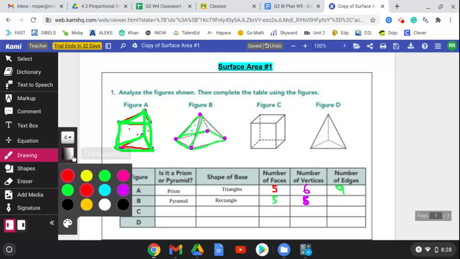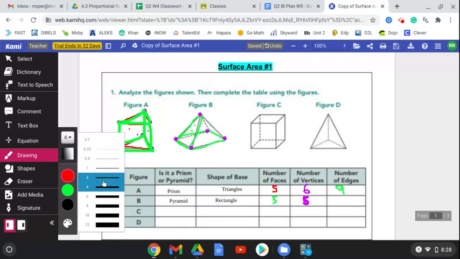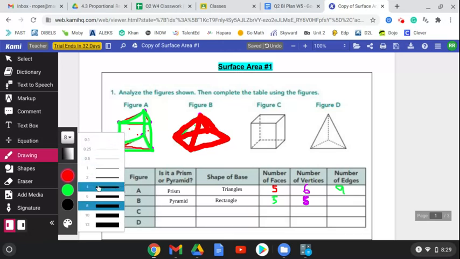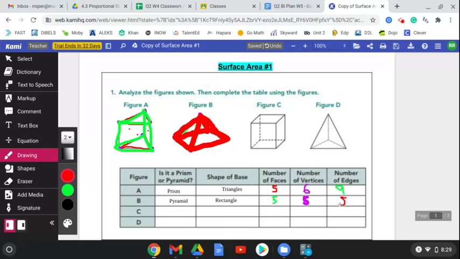Next, for the number of edges. Here it's where the faces meet. So we have 1, 2, 3, 4. And then we also have 5, 6, 7, and 8. I know it got sort of clumped in there, but there are 8 edges. Okay, next, shape C.